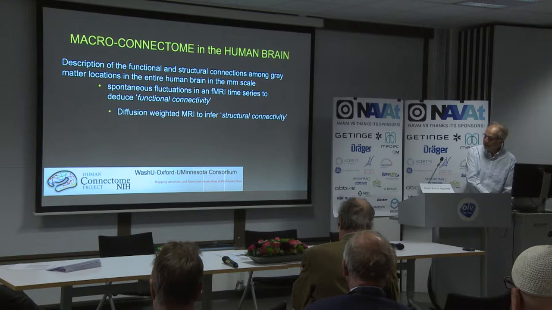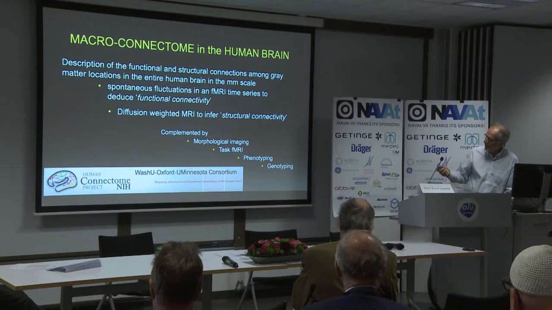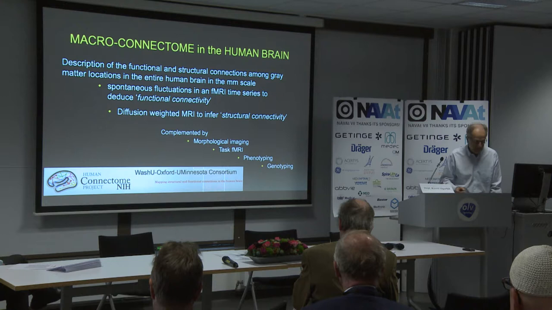There are lots of examples over there. I'm sure you've seen them. They are aesthetically beautiful images. Scientifically, maybe a little bit problematic sometimes, but at least they make very good pictures. And so we used these two techniques, and we generated a lot of data, which is publicly accessible, by the way. Not only this MR data, but morphological imaging, task fMRI, phenotyping, and genotyping.